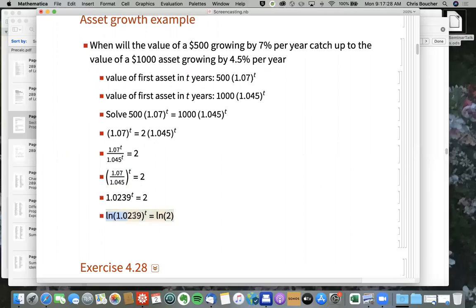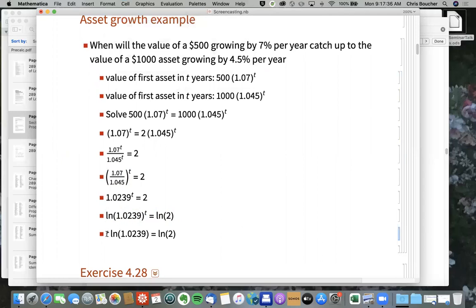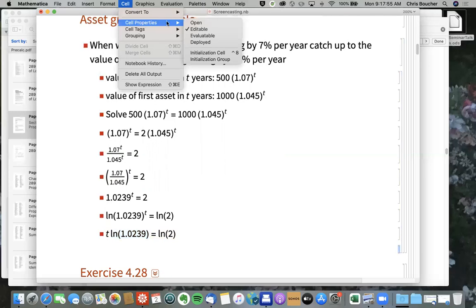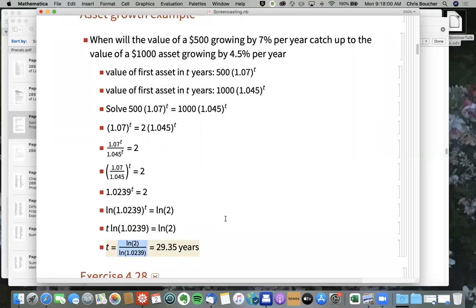And the reason I did that is on the left, I have the log of a power. So that power is going to drop down front. Right, so there's the power t dropping down front. This is useful because the power is the variable I want to solve for. And now I just have the variable being multiplied by some number, right? The natural log of 1.0239 may look complicated, but it's just a number. And so I can divide both sides by that number. And when I do that, I get this expression, right? I divided both sides by the natural log of 1.0239.